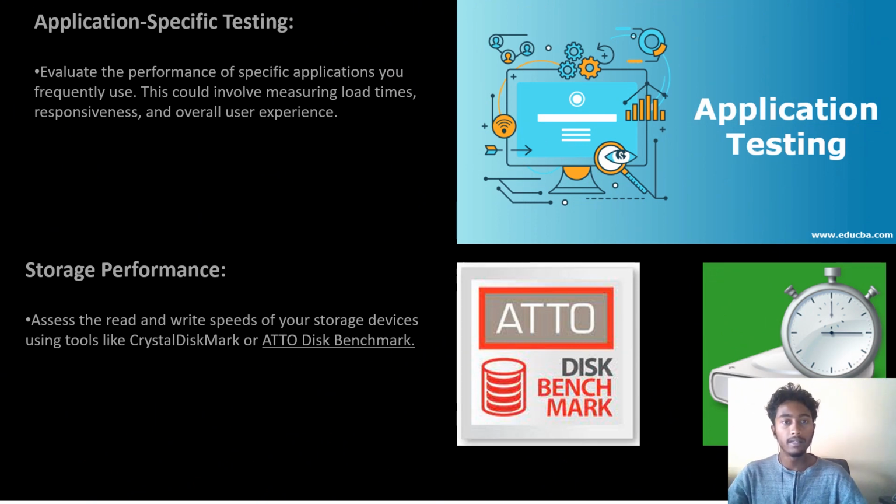The third one is application-specific testing. This evaluates the performance of specific applications you frequently use, such as graphic designing applications or high-end games. This could involve measuring load times, responsiveness, and overall user experience. The fourth one is storage performance. This assesses the read and write speed of your storage devices using tools like CrystalDiskMark or ATTO Disk Benchmark, which are specific software used to assess the read and write speeds of your storage devices.